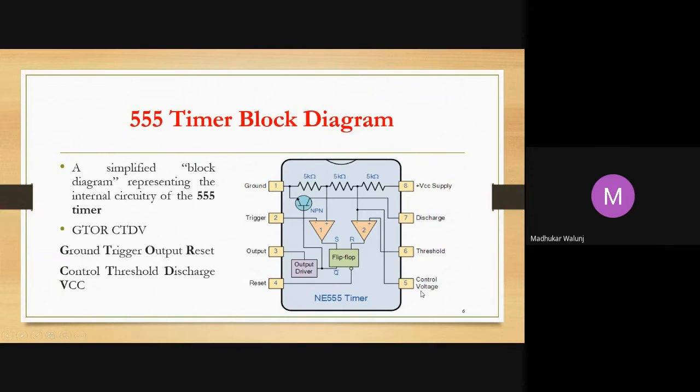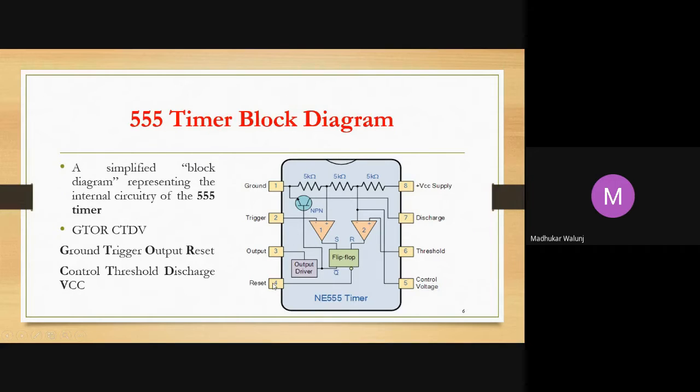We are not going to use it for monostable, astable, and bistable applications. Pin number 7 is connected to the collector of the NPN transistor, the base of this NPN transistor is connected to the Q bar of the flip-flop, and pin number 1 is connected to the emitter of the NPN. And finally, from the flip-flop we have the output driver, where the third pin should be connected to the external world.